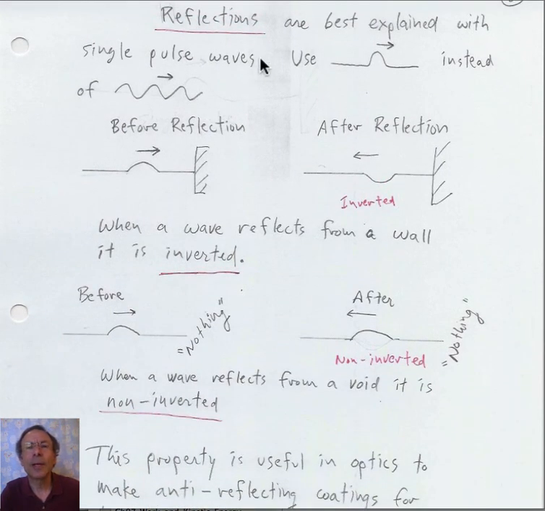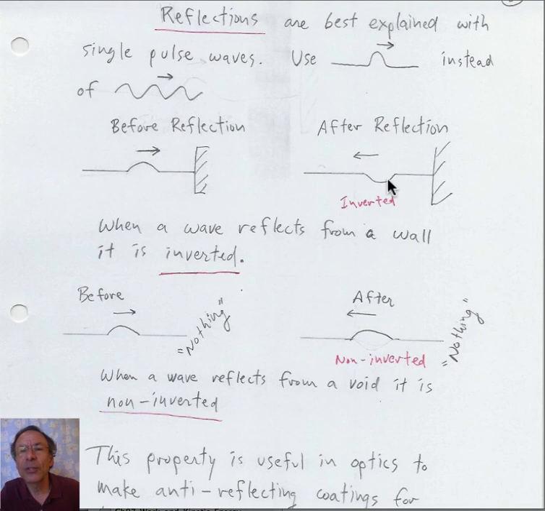And here I'm explaining reflections. So I'm saying, well, if we were to talk about waves that are sinusoidal, it gets a little difficult to explain what a reflection is doing. It's a little bit easier if I talk about a single pulse. So here I've got a single pulse. It's moving to the right. And here I've got the pulse just before it hits the end. And this represents an attachment to a wall. So this would be a fixed end.